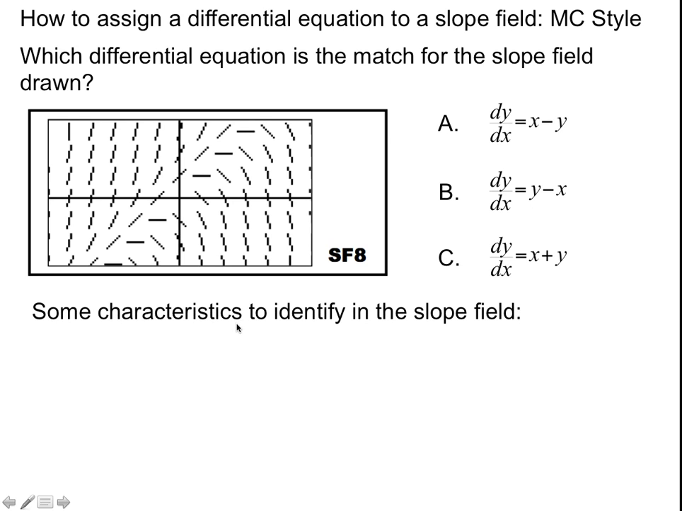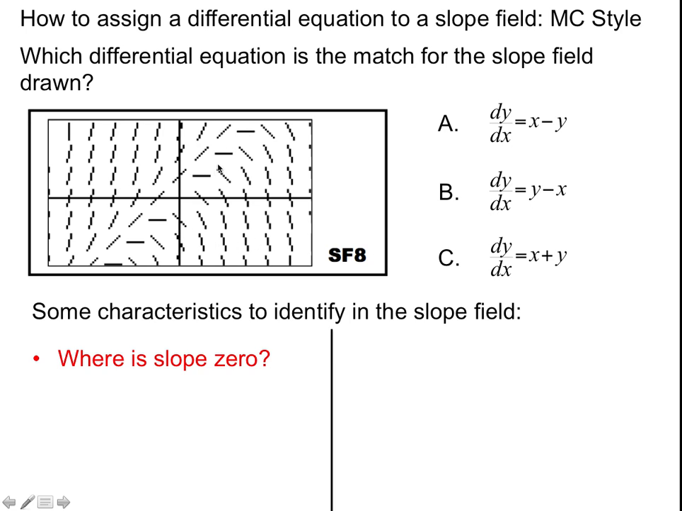If we look at some characteristics to identify the slope field, the first thing we're going to look at is where the slope is 0. And the slope is 0 all along here. Notice it's 0, 0, 0. And when I say slope, hopefully you're thinking derivative. So if we have 0 slope here, that means all of these values of dy/dx are 0.